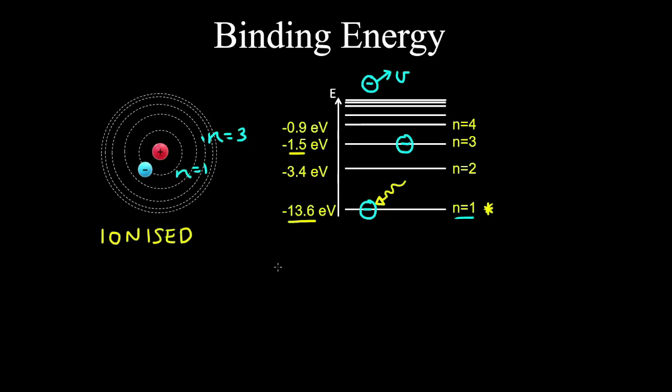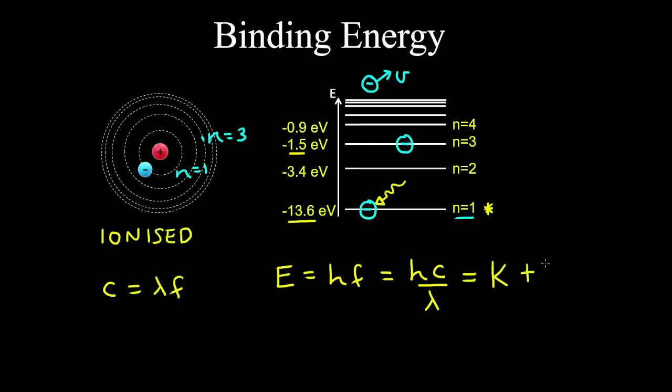So recall that the energy of a photon is Planck's constant by the frequency, and given the speed of light is the wavelength by the frequency, then we can write this as Planck's constant by the speed of light on the wavelength of light. So the energy of the photon is equal to the kinetic energy of the ejected electron plus the binding energy required to ionize the atom.